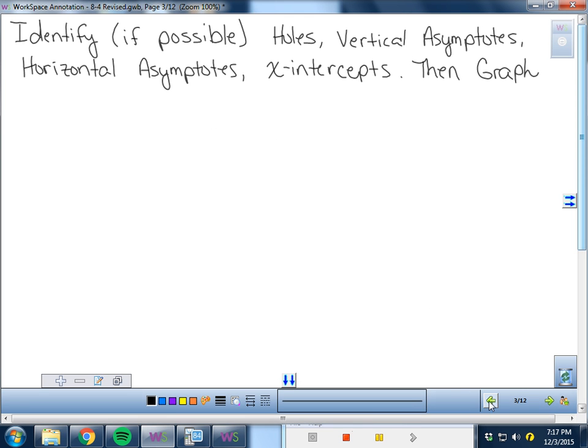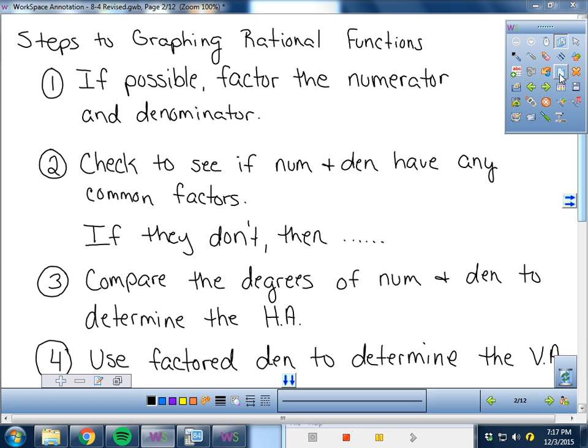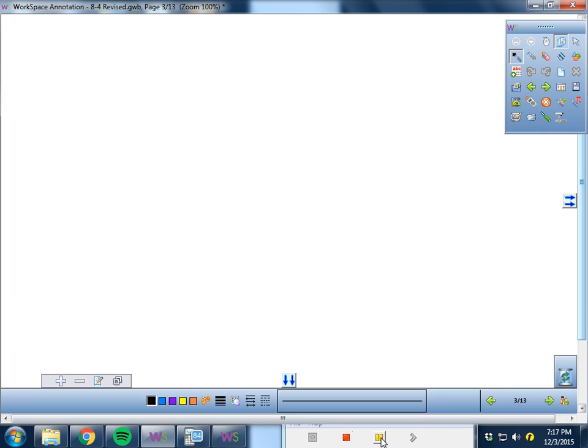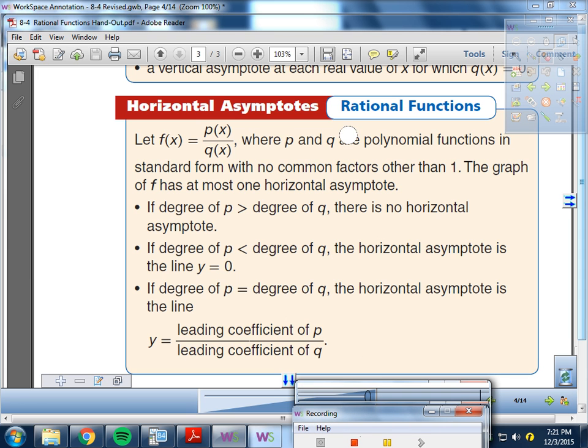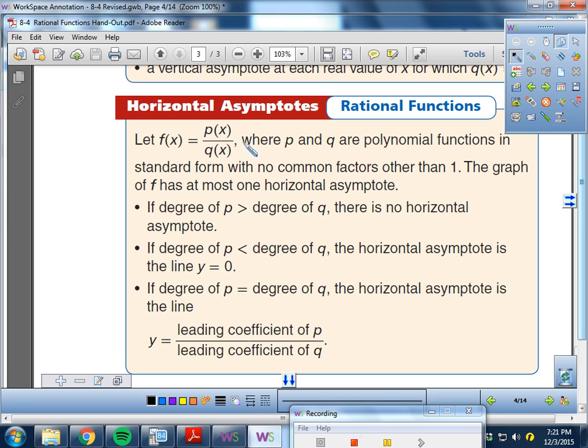All right, so I'm going to add a page here so we can talk about a couple things. All right, so here are the rules about horizontal asymptotes. So you've got P and Q, that's just something on top, something on bottom. All right? And it says their functions in standard form with no common factors other than 1. So the graph has at most one horizontal asymptote.